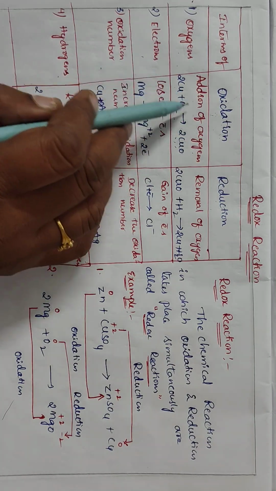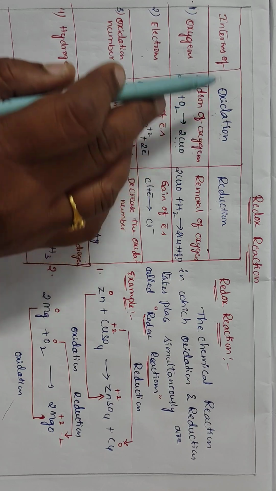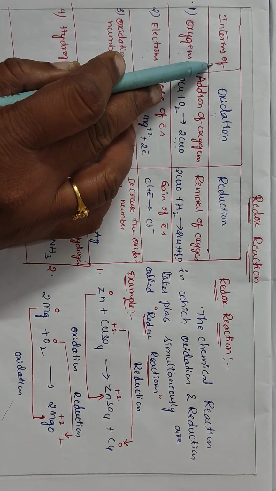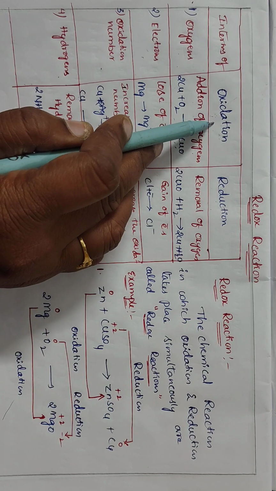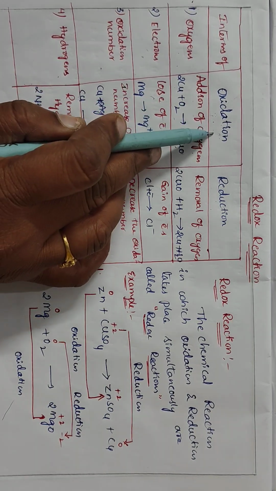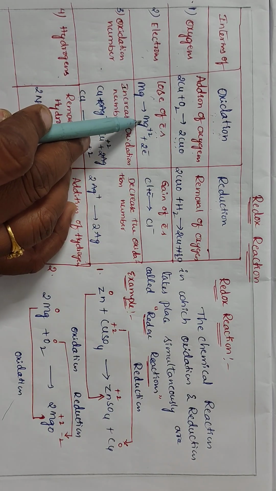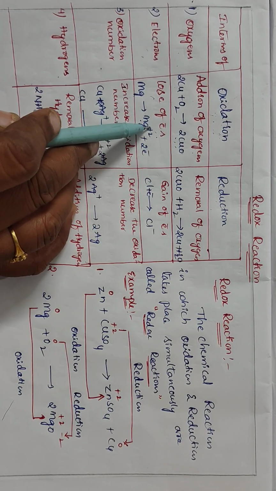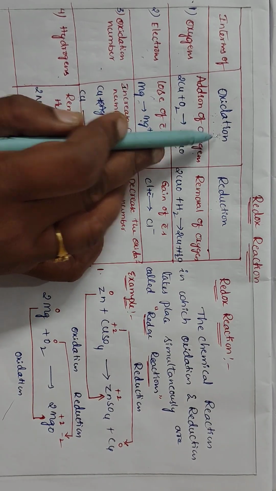Then another definition for oxidation, in terms of electrons. In terms of electrons, the other definition for oxidation is loss of electrons. Loss of electrons is called oxidation. Here magnesium is a metal. It will lose 2 electrons to form Mg2+. So loss of electrons is also called oxidation.